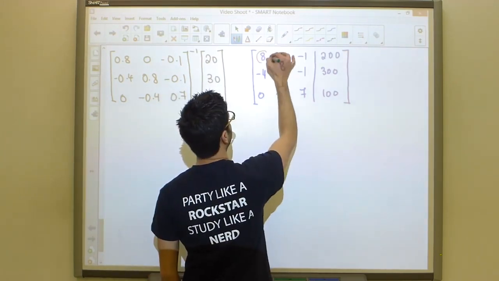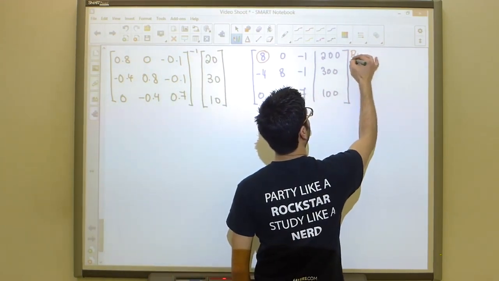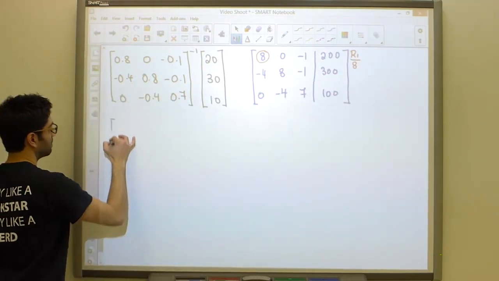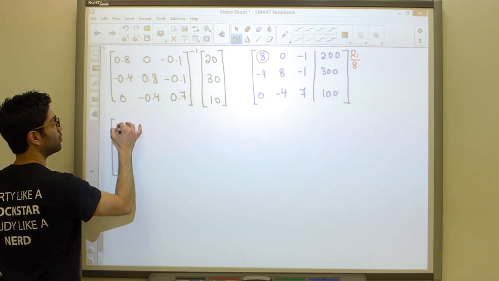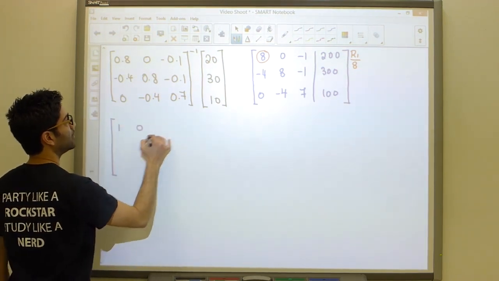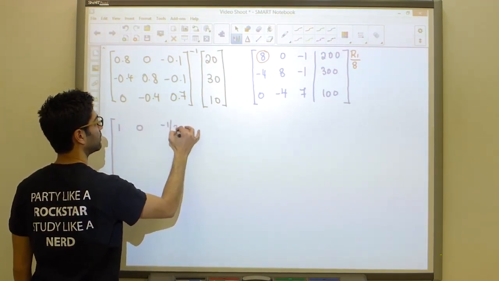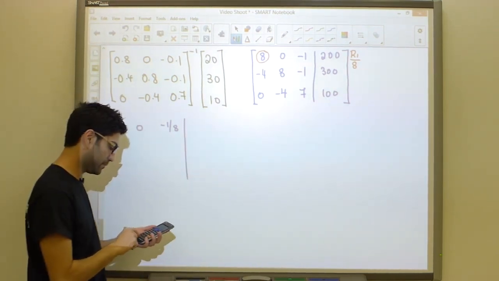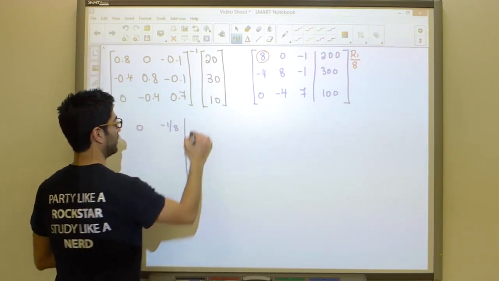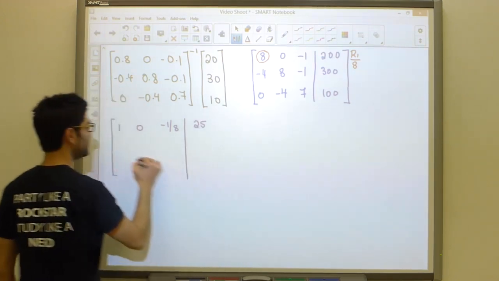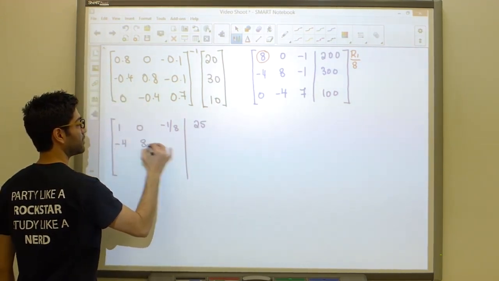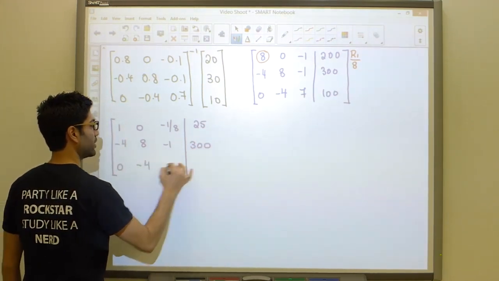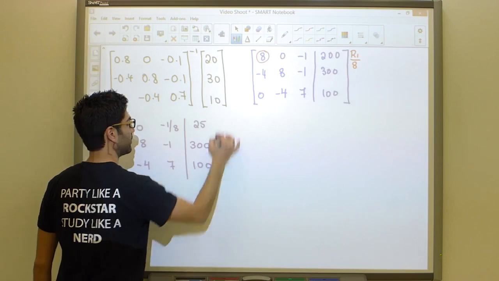So we want this guy to be a 1. So I'm going to take row 1 and I'm going to divide it by 8. Doing so gives us the following. So 1, 0, negative 1 over 8. 200 divided by 8 should be 50. By 50, I mean 25. Minus 4, 8, minus 1, 300, 0, negative 4, 7, and 100.